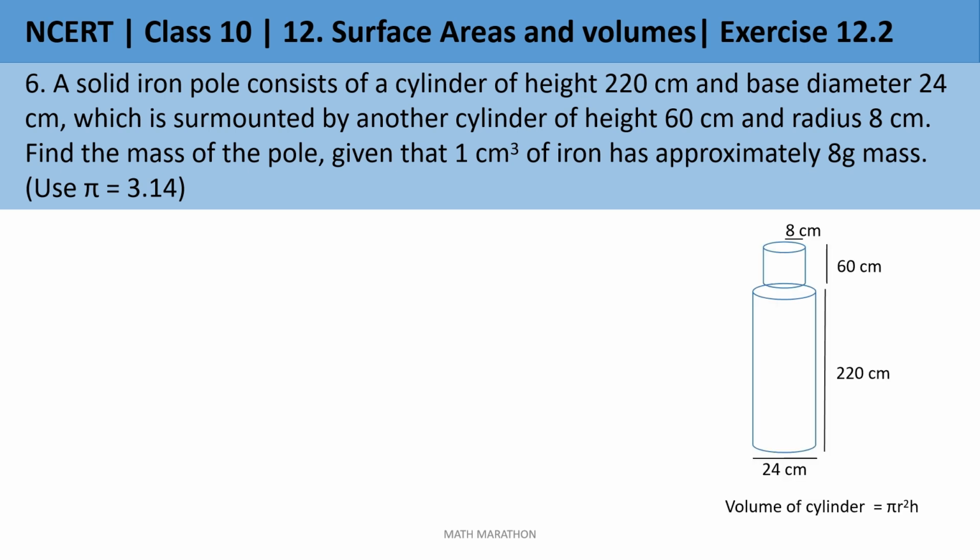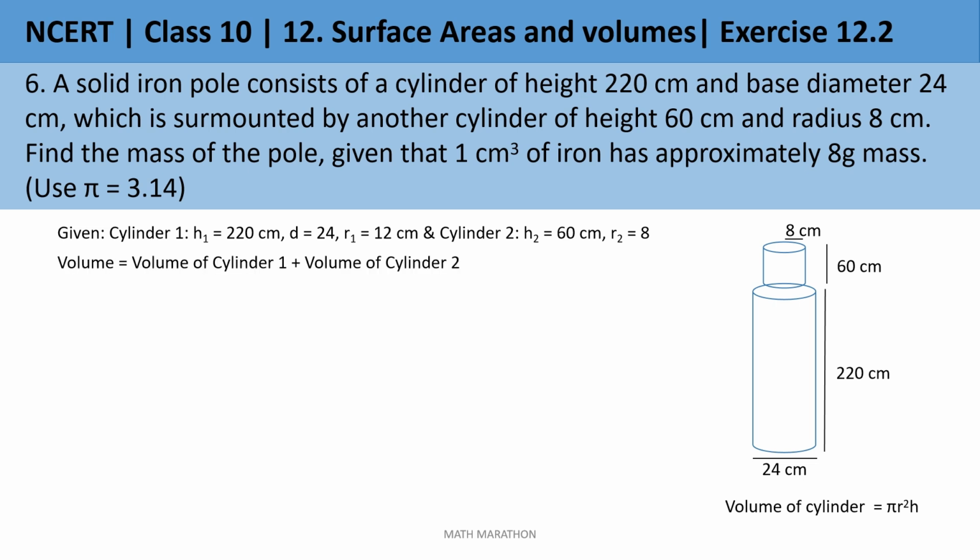I have drawn a diagram. I have drawn a cylinder surmounted by another cylinder. We have the following information. Consider cylinder 1. Height h1 is 220 cm. Diameter is 24 cm. Radius is diameter by 2, so 24 by 2, which is 12. Radius R1 is 12 cm. Consider cylinder 2. Height h2 is 60 cm. Radius R2 is 8 cm.